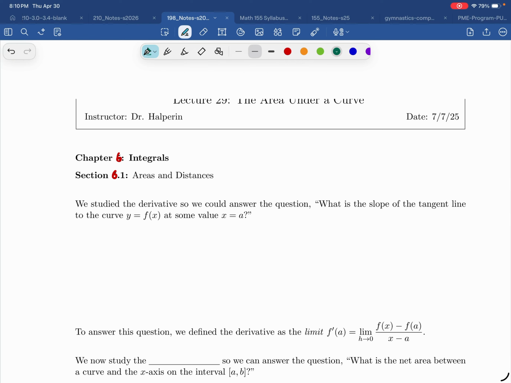Integrals, and we're looking in section 6.1, areas and distances. Now, what we are trying to do is find the area under the curve, both on a given interval and just find the general function for it.